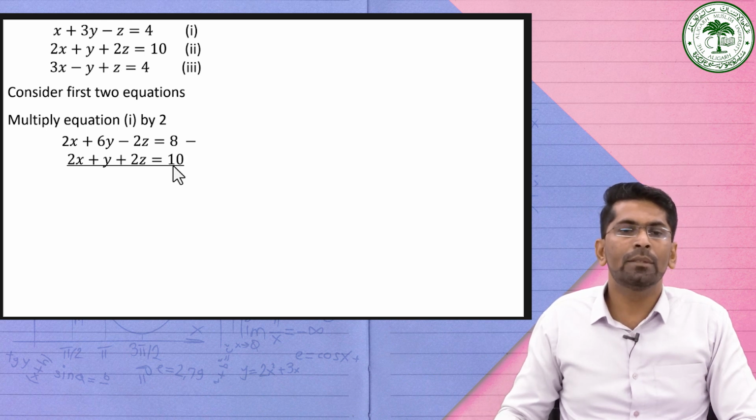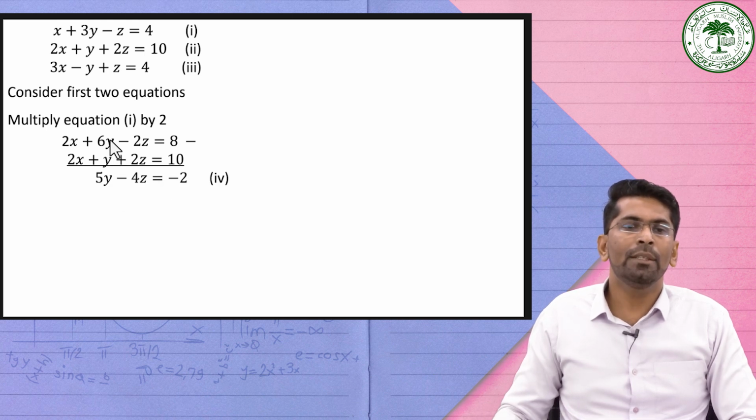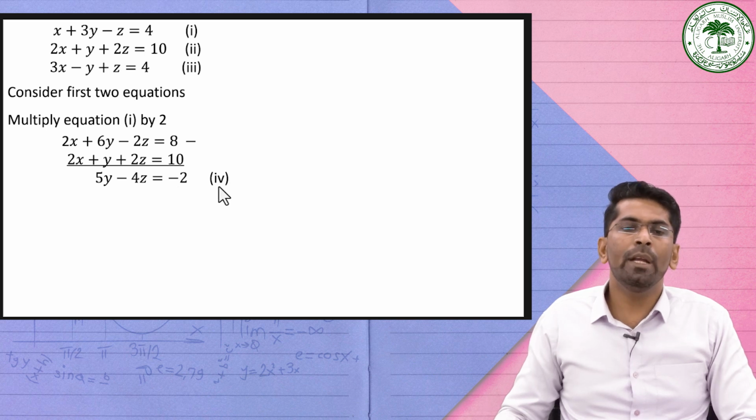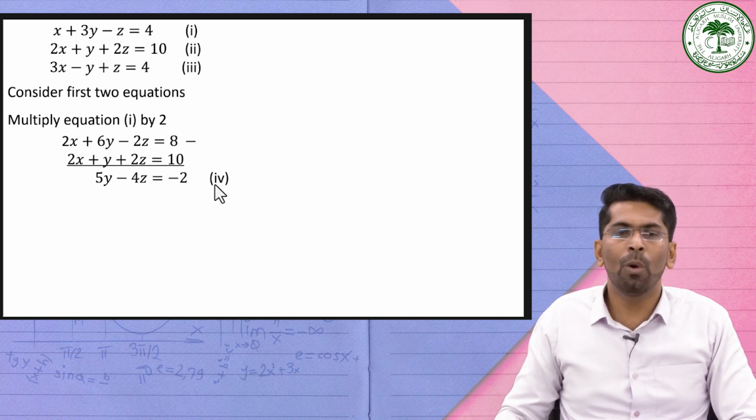Then 8 minus 10 will become minus 2. So it is 6y minus y, which is equal to 5y, minus 2z minus 2z, which will become minus 4z, and 8 minus 10, which is equal to minus 2. So I am denoting here the equation as 4. So 5y minus 4z is equal to minus 2.